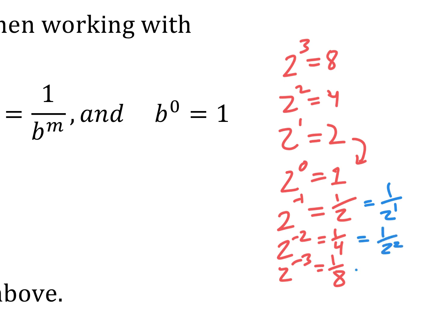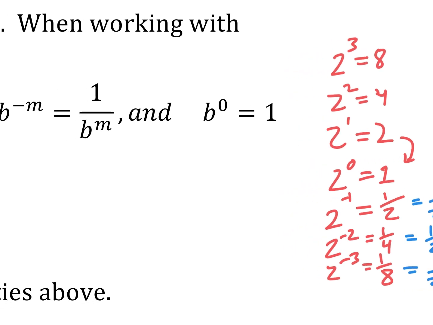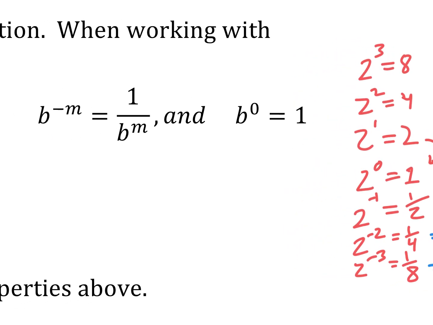This is like 1 over 2 squared. And this is like 1 over 2 to the 3rd. 8 is 2 to the 3rd. So what's going on? Well, if we had 2 to the negative 1, it became 1 over 2. 2 to the negative 2nd became 1 over 2 squared. 2 to the negative 3rd became 1 over 2 to the 3rd. All right, so what happens is when we have a negative exponent, it drops down to the denominator, becomes positive.